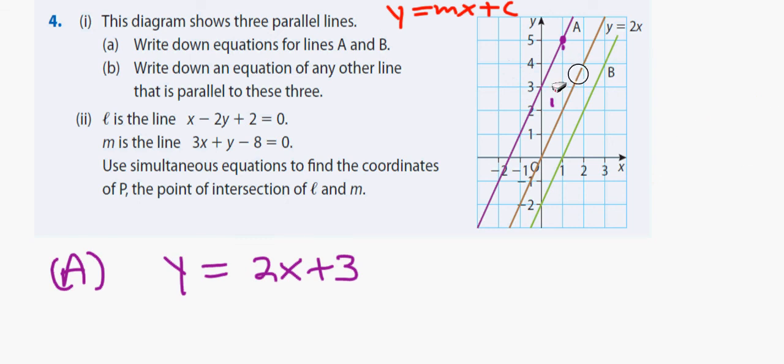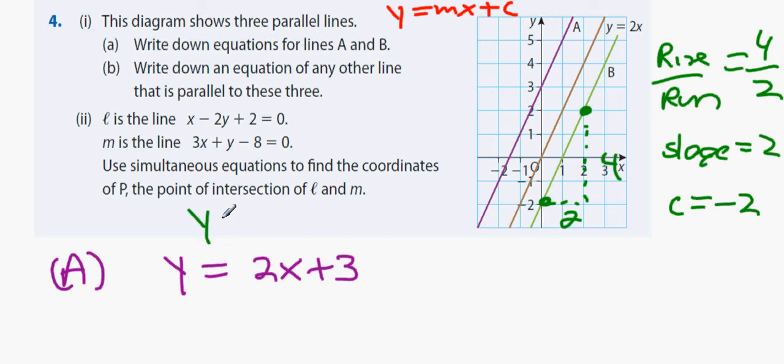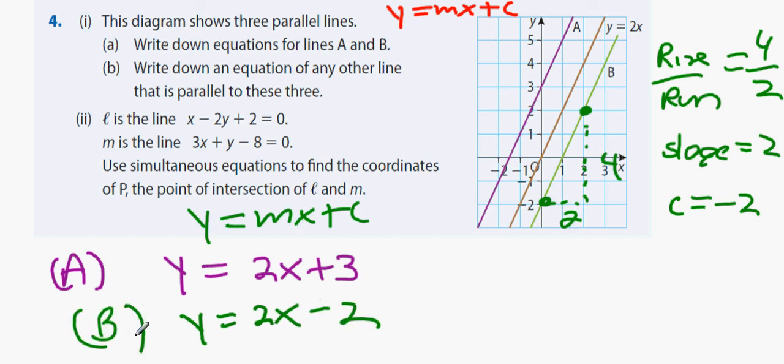Okay, next one. We're working on the green line. Once again, rise over run. Its c value is minus 2, because it hits the y-axis at minus 2. For rise over run, pick any 2 points you want. I'm going to pick 2 different points this time. So its rise over run is going to be 2 across, 4 up, 4 over 2. Therefore, its slope is 2 as well. Therefore, if you use y equals mx plus c, where m is the slope, it's going to be 2x, and the c value is minus 2. So there's the equation of our 2 lines.